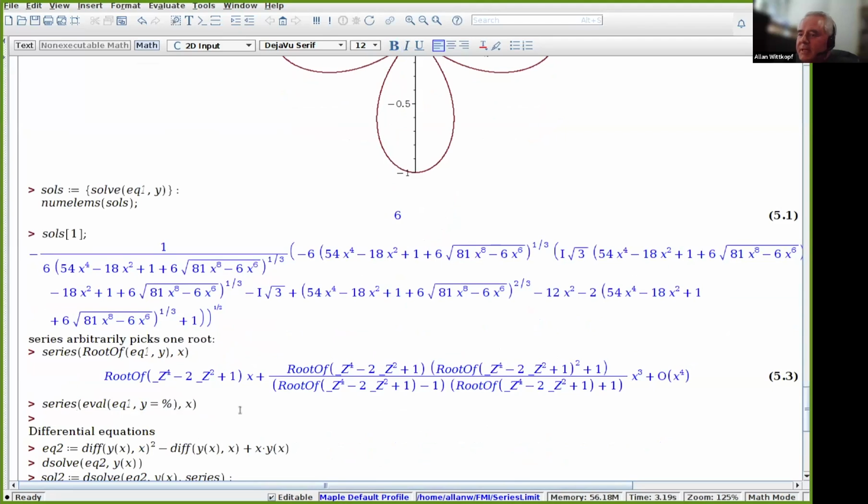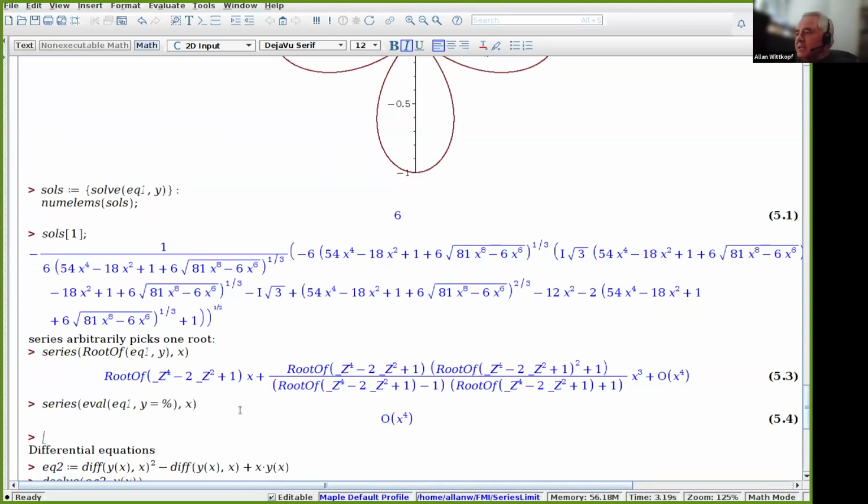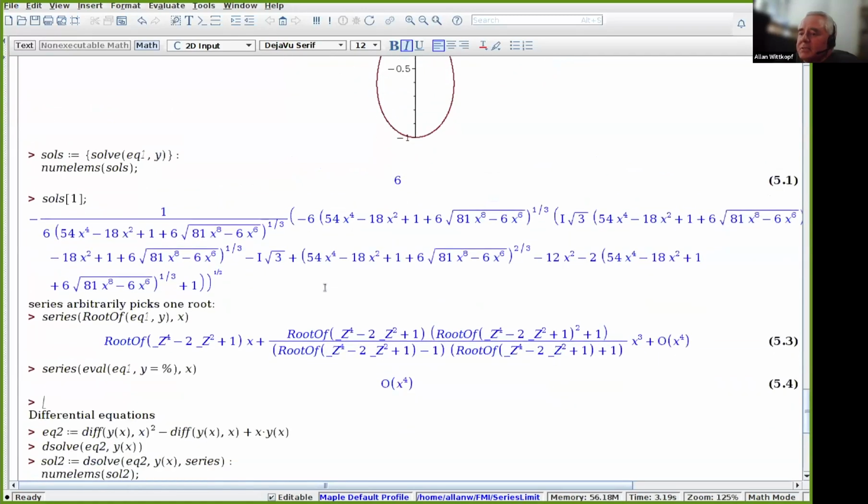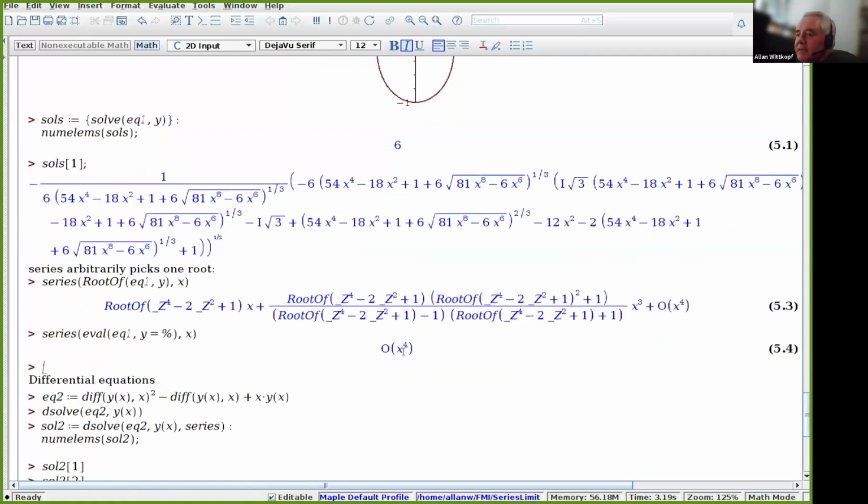And what's kind of neat about series is you can substitute this in as the value of y, get a series expansion to validate. So in this case, we substituted our solution for y into the original equation, and we could see that, yeah, it vanishes out to order 4. And this is what we'd expect.